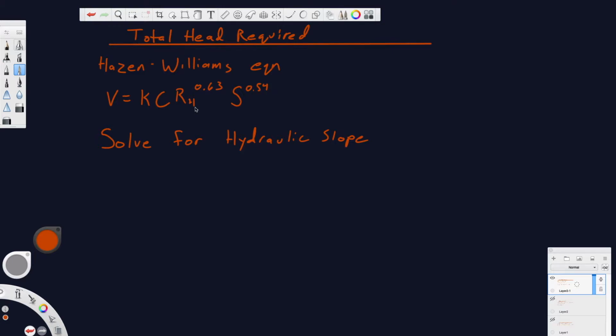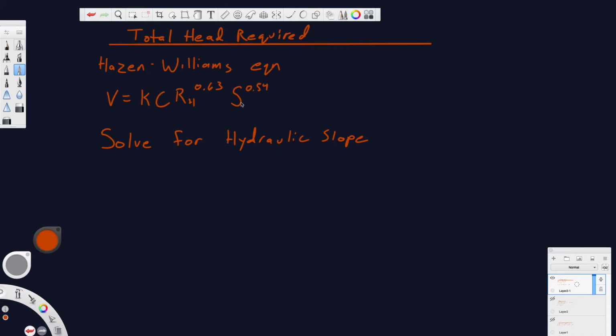Hydraulic radius basically has to do with the relationship between the wetted perimeter and the geometry of the pipe, or the material that's conveying the fluid. It doesn't necessarily have to be pipe. But in this case, since it is pipe and we're talking about pressurized pipe, it's going to be a pipe flowing full, which is definitely the easiest type of hydraulic radius to solve.